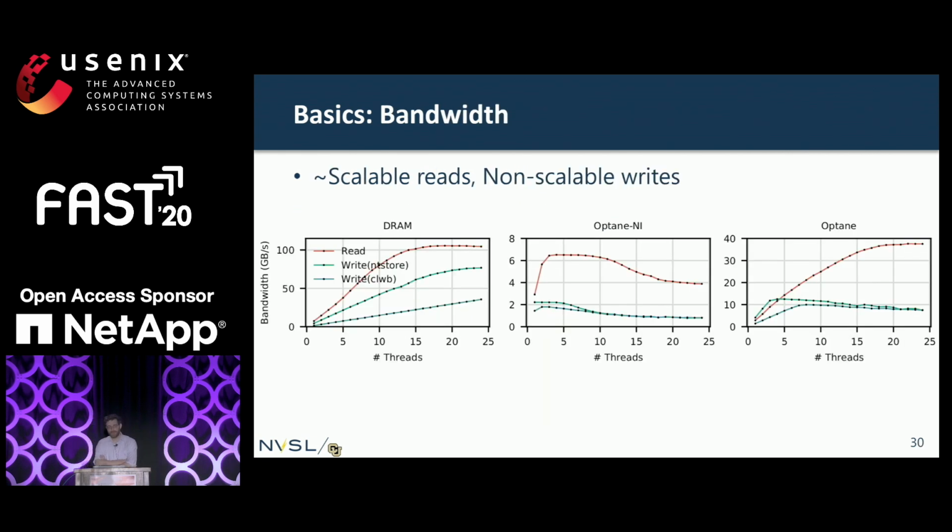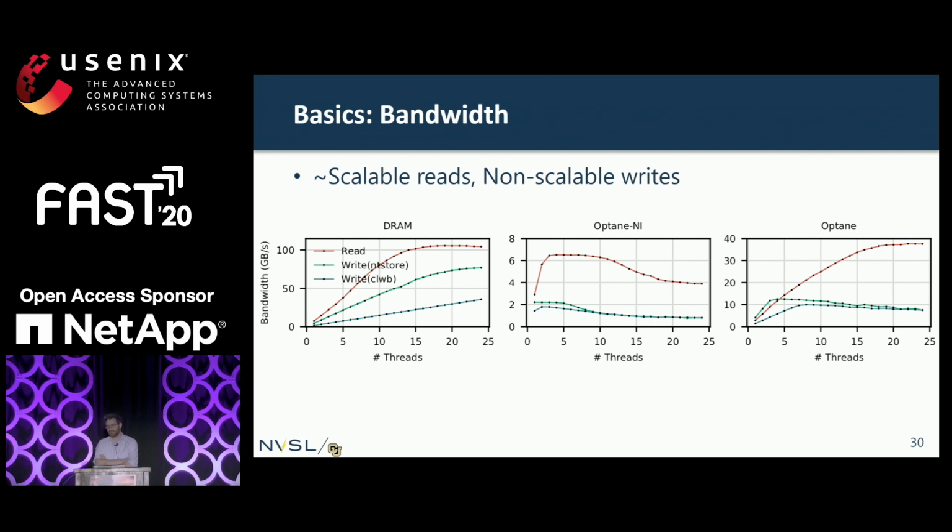So bandwidth, what we see is relatively scalable reads and not particularly scalable writes. On the far left here, you see DRAM. In the middle, we see a single Optane DIMM, non-interleaved. And on the right, we see our interleaved DIMMs across all 6 channels. So you see that if we use all Optane DIMMs interleaved, our reads scale reasonably well. We're using all of our DIMMs relatively efficiently.